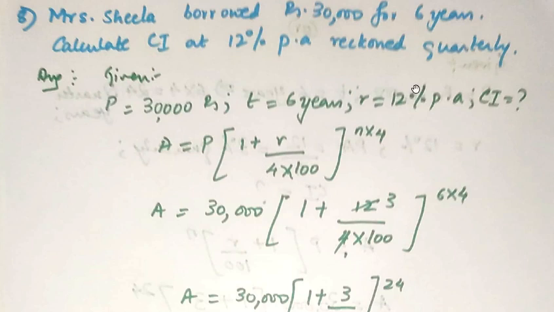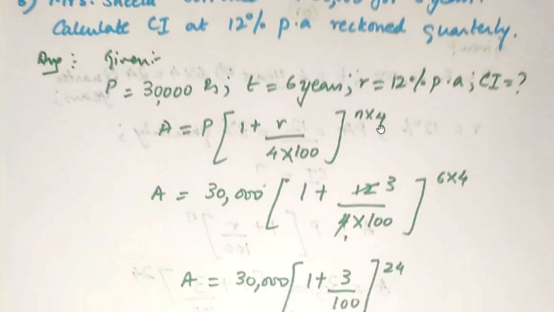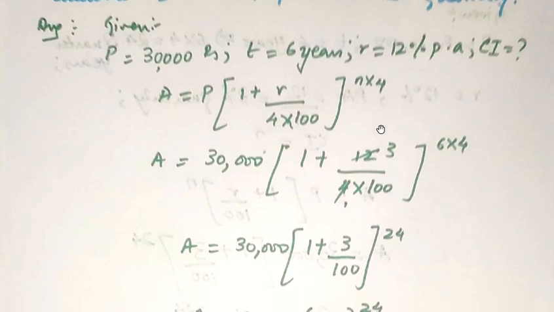If it is half yearly, then it is n into 2, r divided by 2. So the formula for quarterly basis will be A is equal to P into (1 plus r divided by 4 into 100) to the power of n into 4, because a quarter is 1/4 of a year.